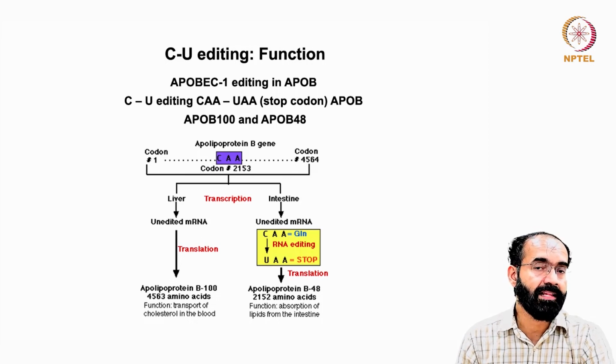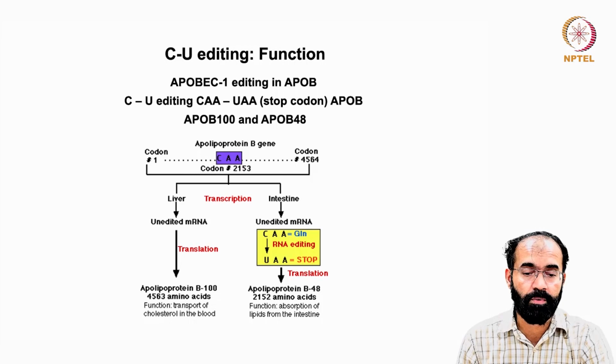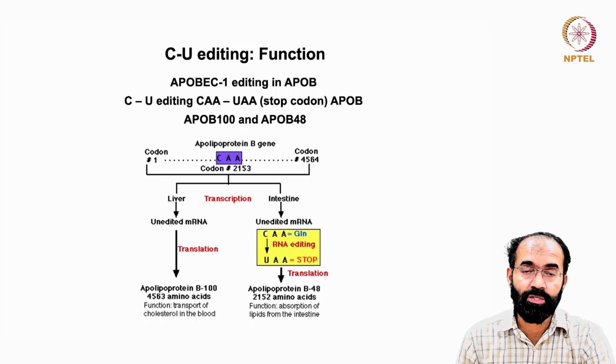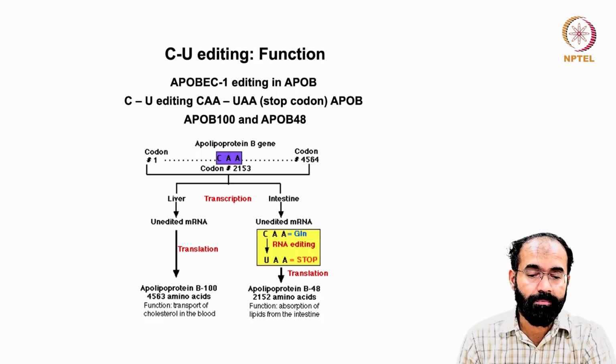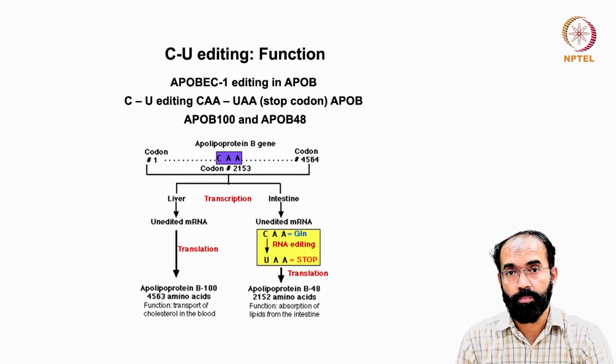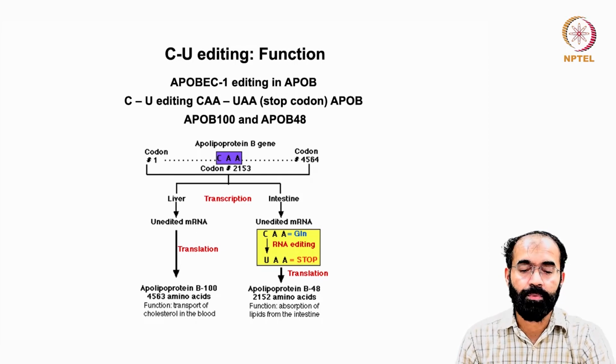And we know, we have seen another example earlier where the liver and intestine was functioning, a variation in the apolipoprotein B. And here you are seeing another example: CAA becomes UAA. UAA is a stop codon. You know, there are 3 stop codons. UAA is one of them. And what happened? This ApoB can be of 2 different molecular weights because of the introduction of this stop codon in certain cell types. So ApoB 100 and ApoB 48.